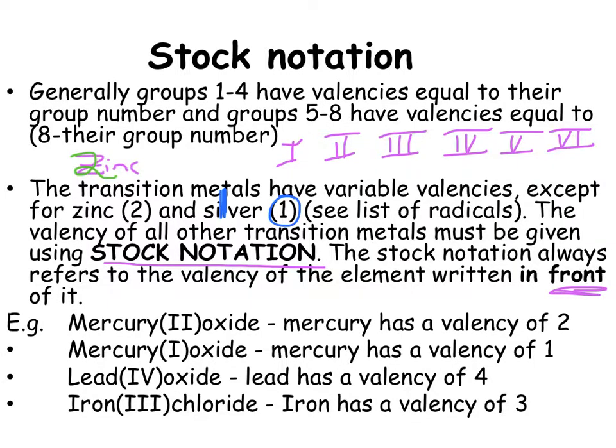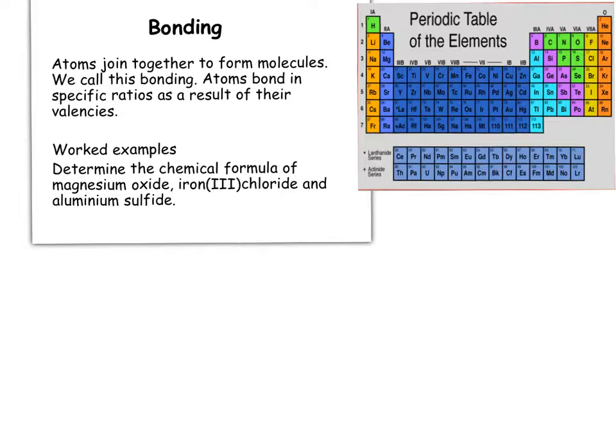So now what you're going to do is you're going to say, the valency of this mercury is 2. The valency of this mercury is 1. I just said they've got variable valencies. It can change. Lead, 4. Iron, 3. So the valency always comes for the element in front of it. Let's see how we're going to apply that. We're going to determine the chemical formula of these 3 things.